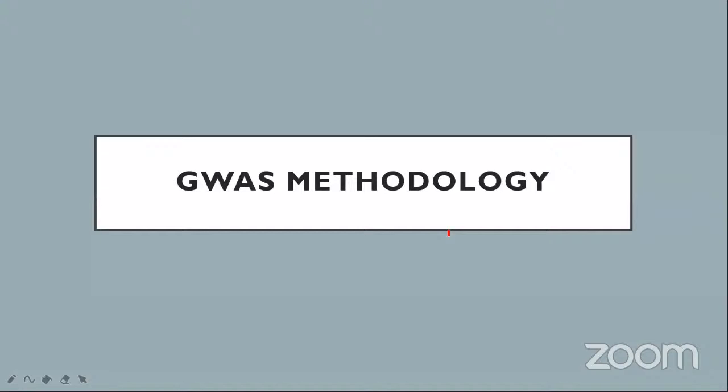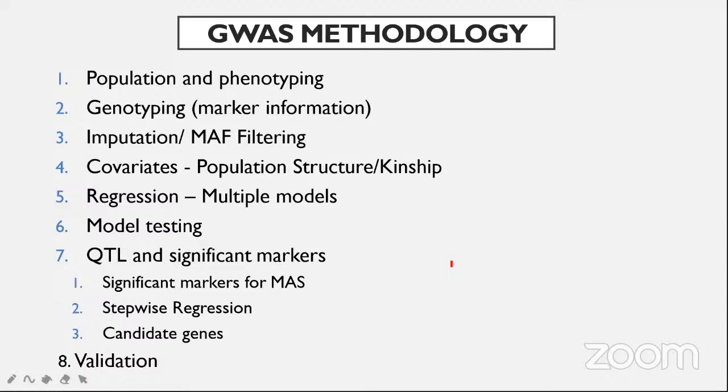So let's briefly look at the GWAS methodology. The first thing is identifying a decent, diverse population and phenotyping it for the trait of interest. And then you genotype to get the marker information. And then you have imputation, where, because with any marker system you end up having some missing values, both in phenotype and genotype. Imputation is a phenomenon where you try to get those estimates.